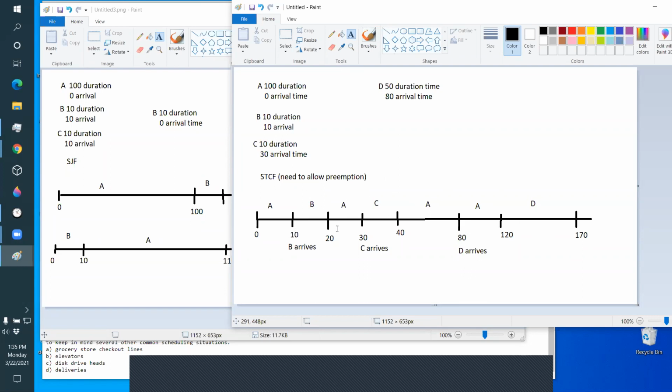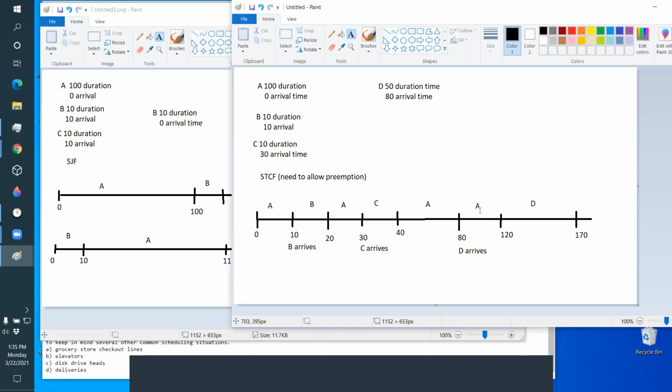Then A ran a little bit more. Now A's got 80 units of time left. C needs 10, so A gets preempted. Then A runs for 40 more units there. So A got 10 units of time here, 10 units of time here, 40 units of time there. So it's run for 60 and it's got 40 left. And D comes along that needs 50. So at this point, when D arrives, A only has 40 left. D needs 50. So A is the shortest time to completion.